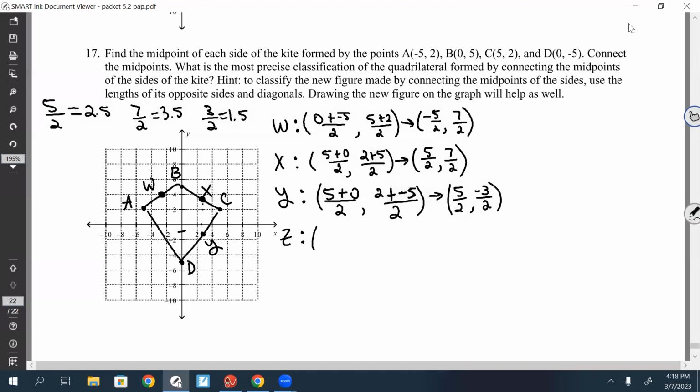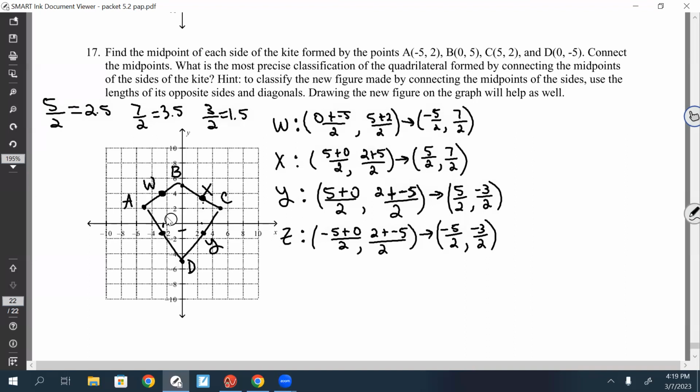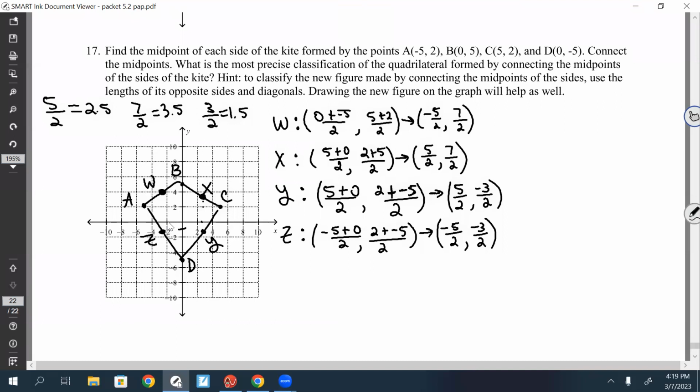So we've got to find the midpoint of side AD. So AD. So we're going here -5 plus 0 for the x's. And then now we do the y's. 2 plus -5 divided by 2. So point Z would be at -5/2. And then 2 plus -5 is -3/2 again. So there's point Z. So again, -2.5 and then -1.5. So right there. So that is point Z.